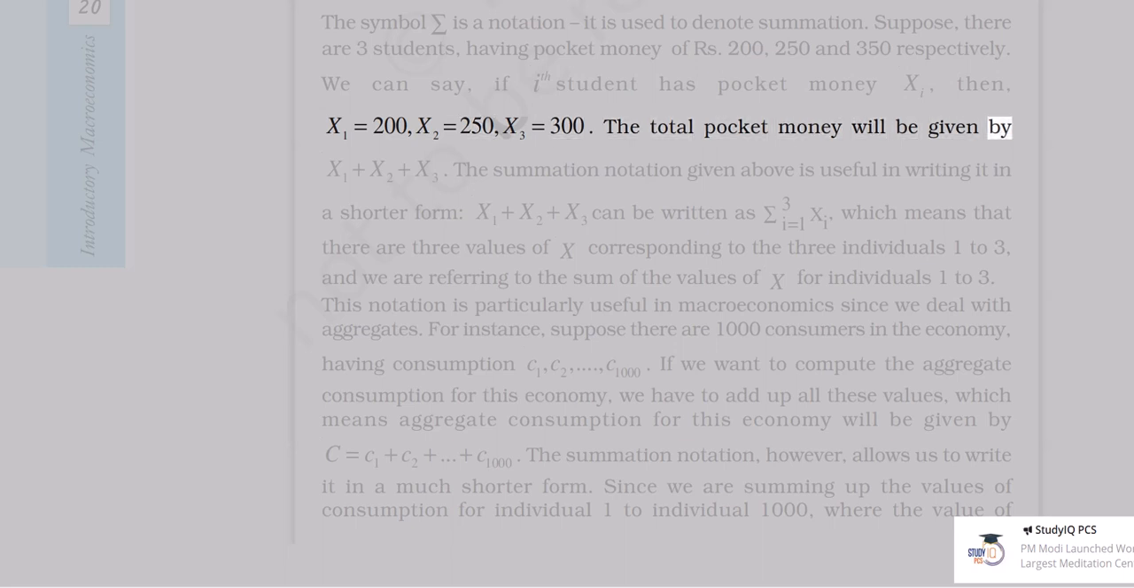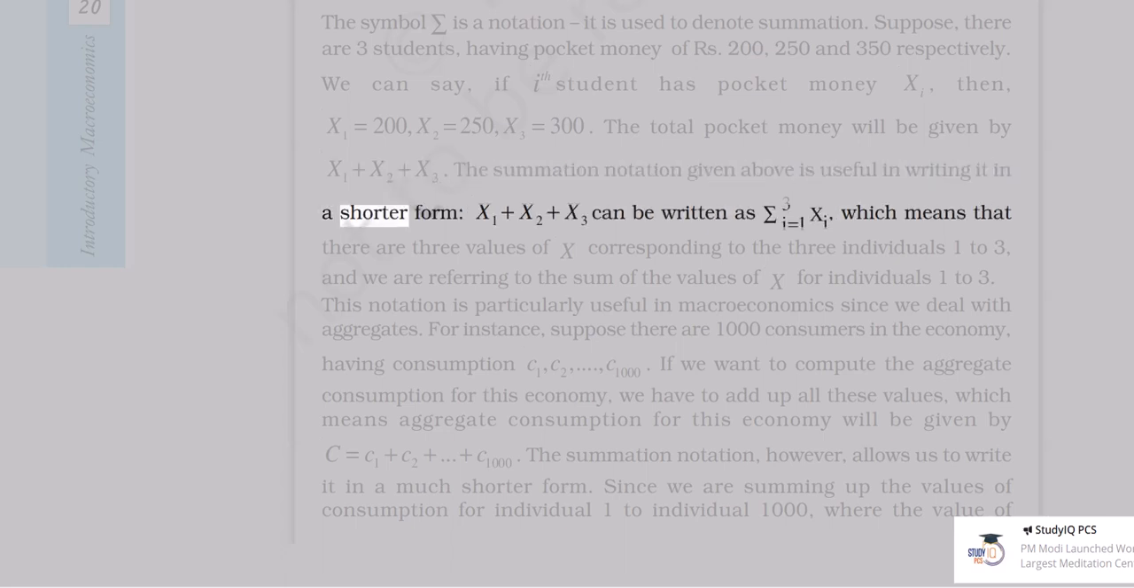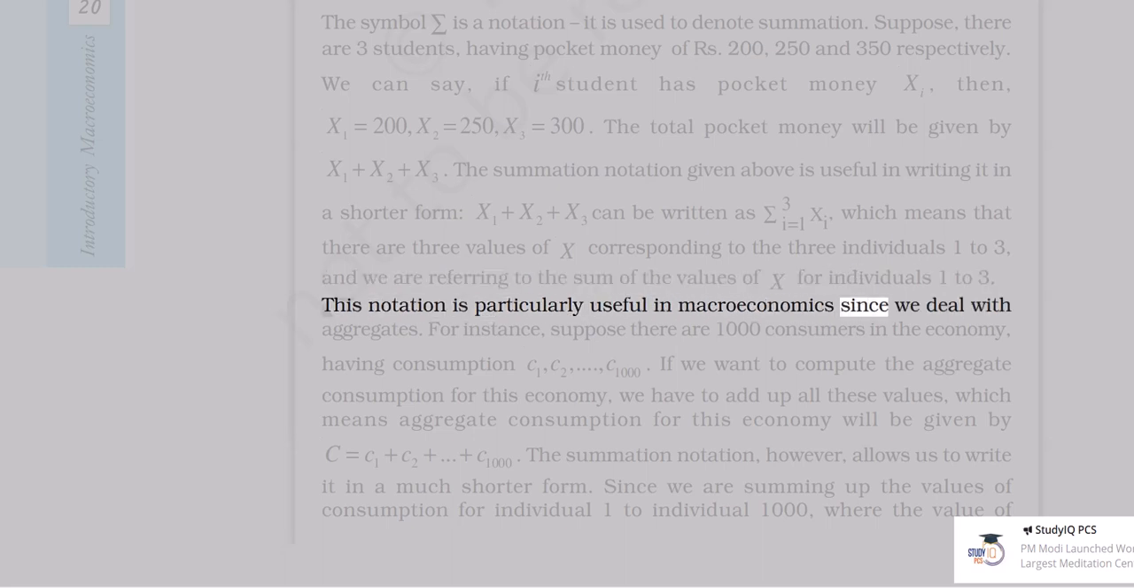The total pocket money will be given by x_1 plus x_2 plus x_3. The summation notation given above is useful in writing it in a shorter form. x_1 plus x_2 plus x_3 can be written as the sum of x_i from i equals 1 to 3, which means that there are 3 values of x corresponding to the 3 individuals 1 to 3, and we are referring to the sum of the values of x for individuals 1 to 3. This notation is particularly useful in macroeconomics since we deal with aggregates.